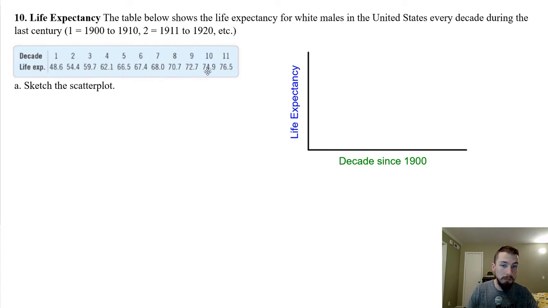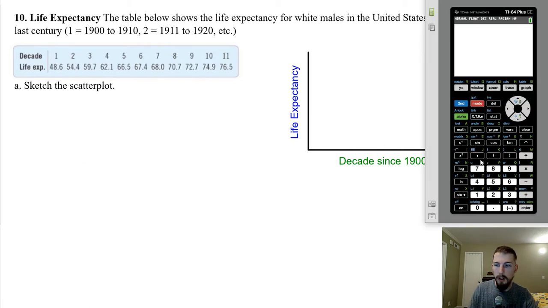So you can see, just from looking at the data, it looks like it's going up. It's always going up, but we want to see if there's any curvature in it. So the best thing that we can do to actually visualize the data would be to graph it out. So we're going to go to Stat, Edit. I'm going to put in the decade for list 1 and just go 1 through 11 there. And then the life expectancy we'll put in list 2.